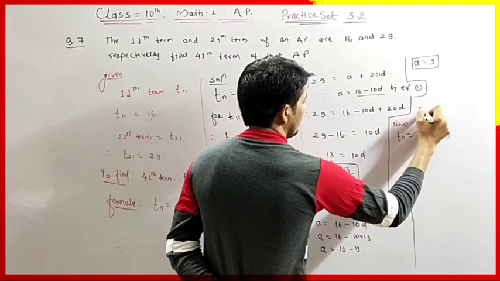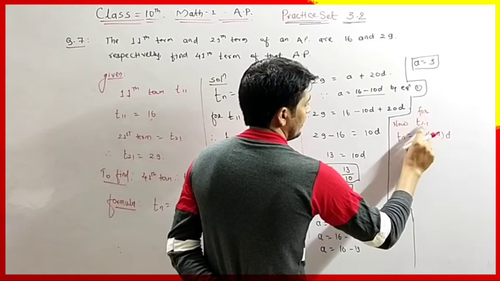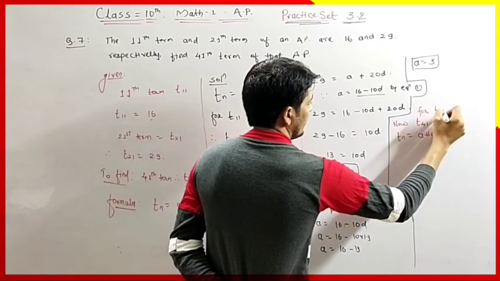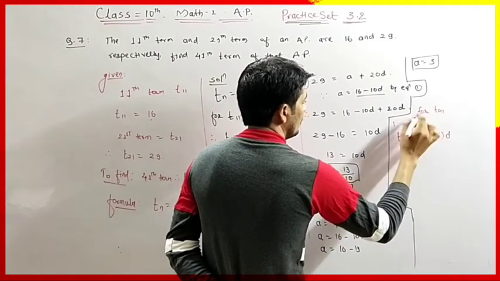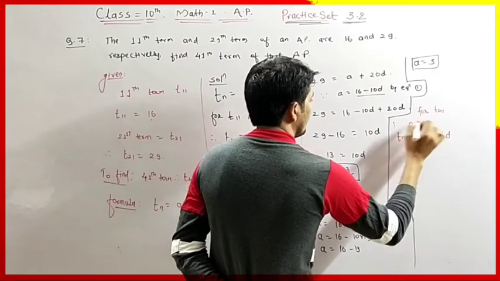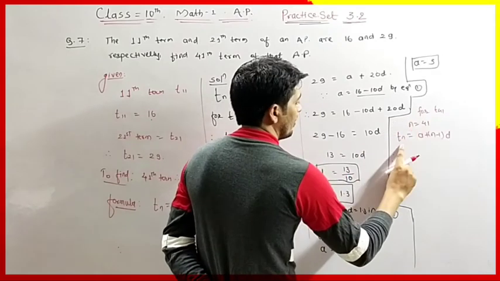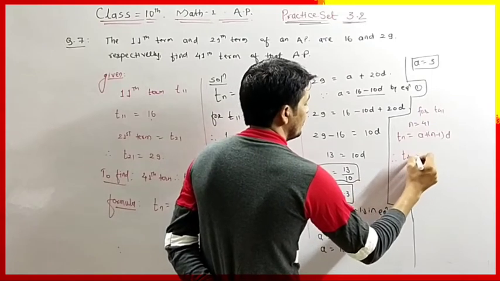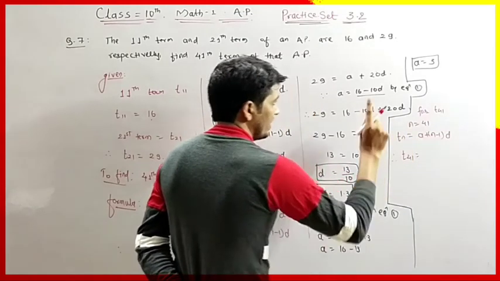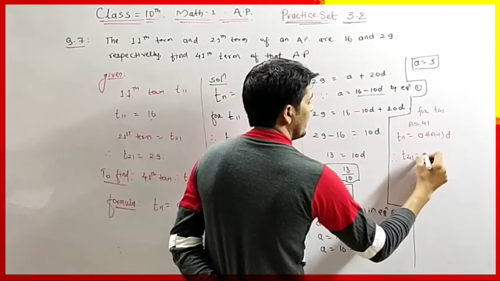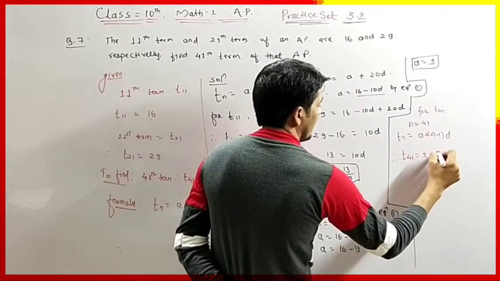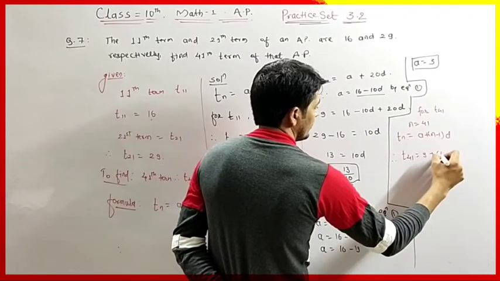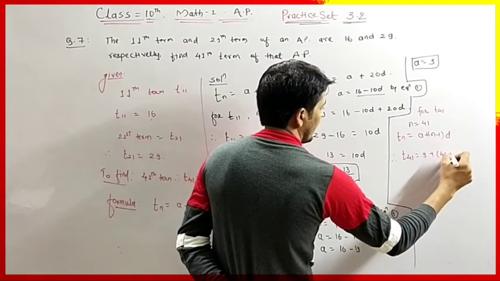So we have to write here T41. n equals 41, therefore in the formula we have to place n equals 41. So T41 equals a. What is a? A is 3. So we have to write here 3 plus n, which is 41, so 41 minus 1 into d.